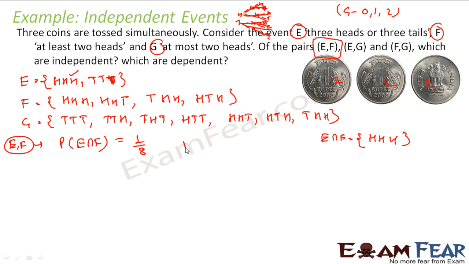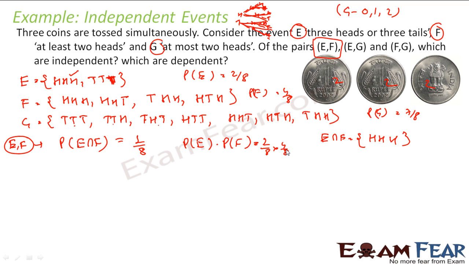So if this is equal to probability of E into probability of F, they are independent. Probability of E is how much? Probability of E will be 2 by 8, 2 elements by 8 elements. Probability of F will be 4 by 8, right? And probability of G will be 7 by 8. So let's see the value of probability of E into probability of F. 2 by 8 into 4 by 8, correct? And that is nothing but 1 by 8. Thus, if you see, both are the same, so I can say that they are independent.